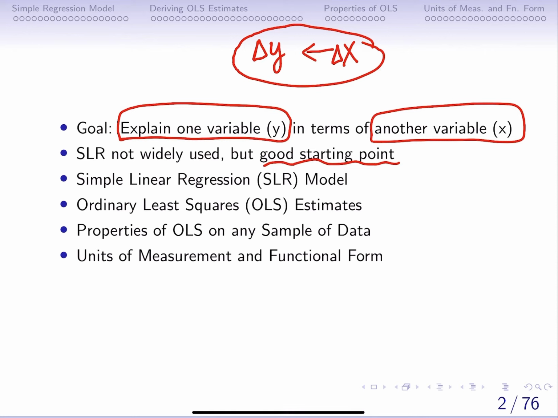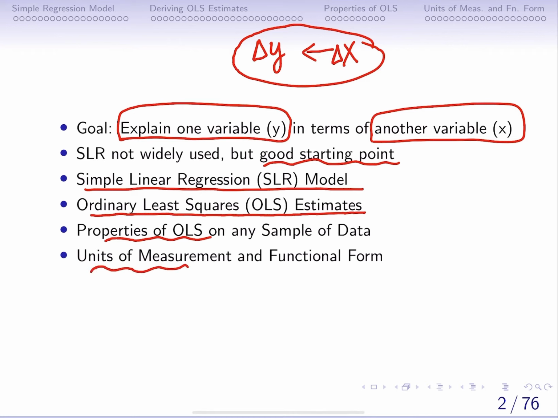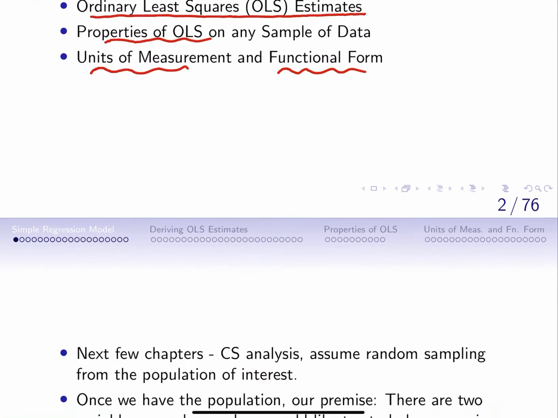So we will introduce the simple linear regression model. We will talk about something that you may have heard of before, the ordinary least squares, or OLS, estimates. We will talk about the properties of these OLS estimates that can be applied to any sample of data. And then finally, we will close part one of this chapter by talking about units of measurement and how that changes the interpretation that we have of the relationship between y and x, and also changes in functional form and how that changes our interpretation of the relationship between y and x.